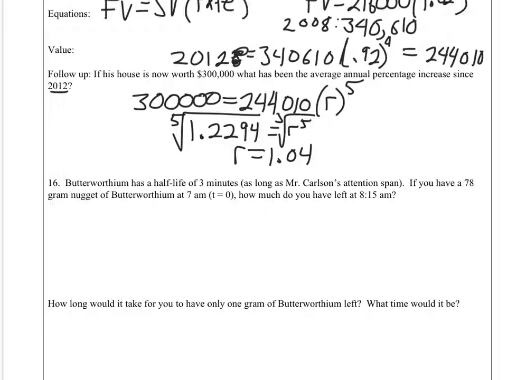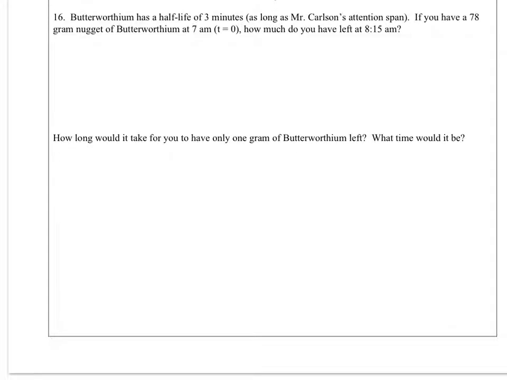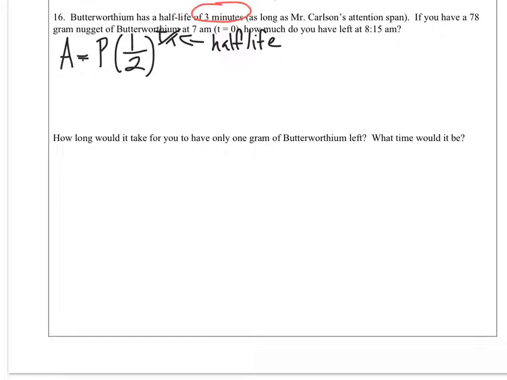Next up, we've got a half-life problem. We had a shortcut for the half-life formula where the final amount is equal to the starting amount times the half-life ratio, which is a half for a half-life, to the power of time divided by the half-life. Usually we use a lambda symbol for this, but you can use whatever you'd like. So in this case, we're looking at 3 minutes as the half-life. That tells me that time is in minutes.